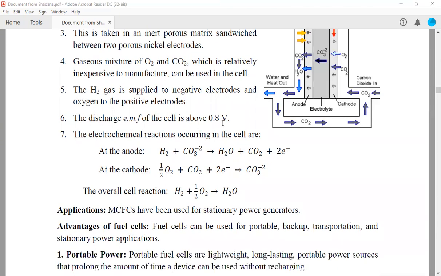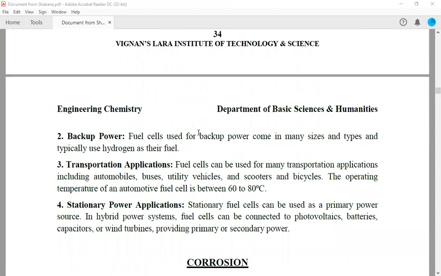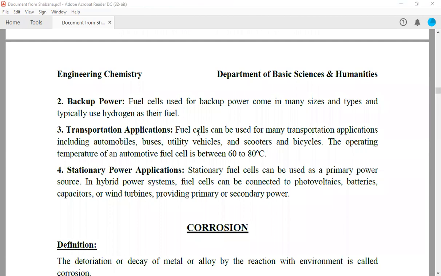Portable power: these are fuel cells which are light in weight, long lasting, portable power sources that prolong the amount of time a device can be used without recharging. And coming to the backup power, this backup power is a type of fuel cell. Backup power comes in many sizes and types and typically uses hydrogen as a fuel.